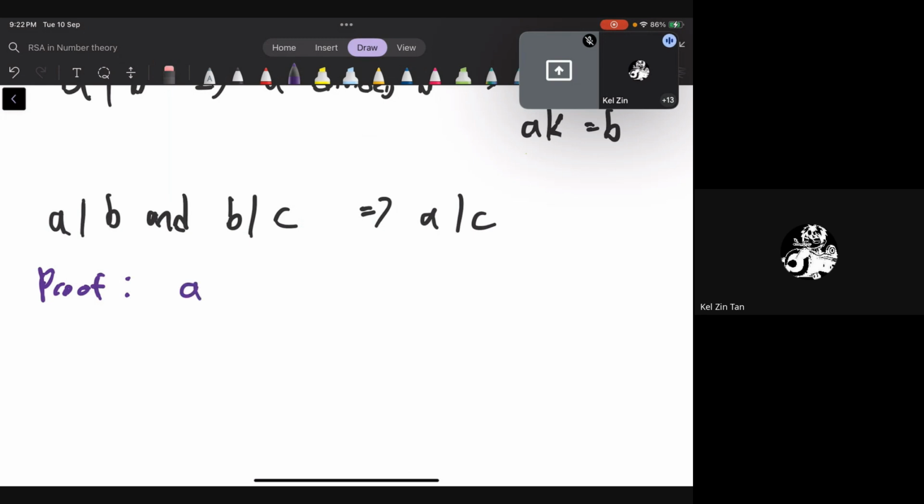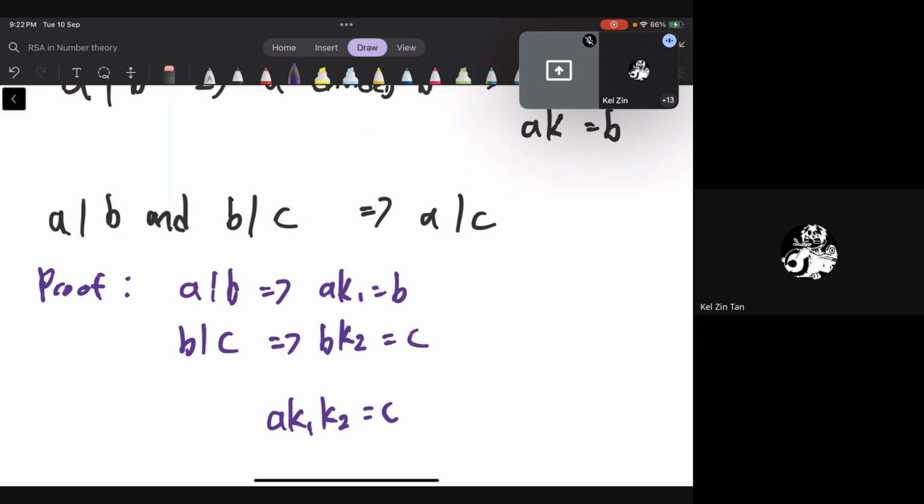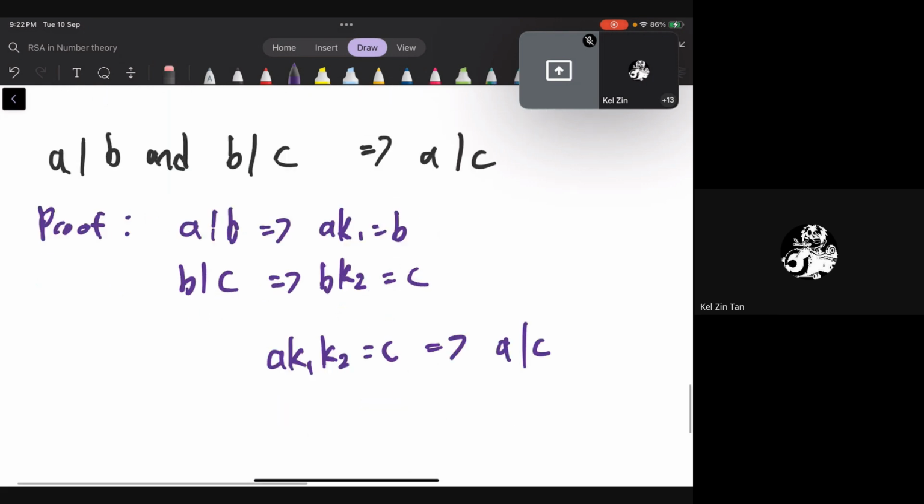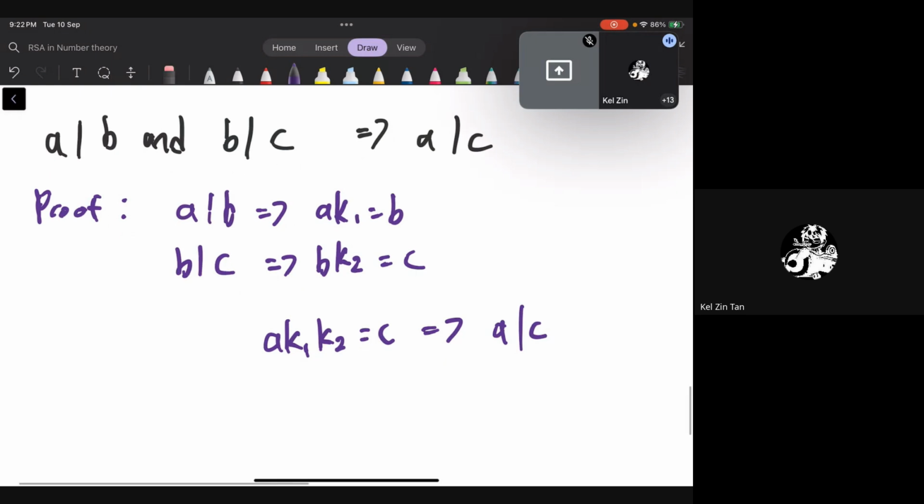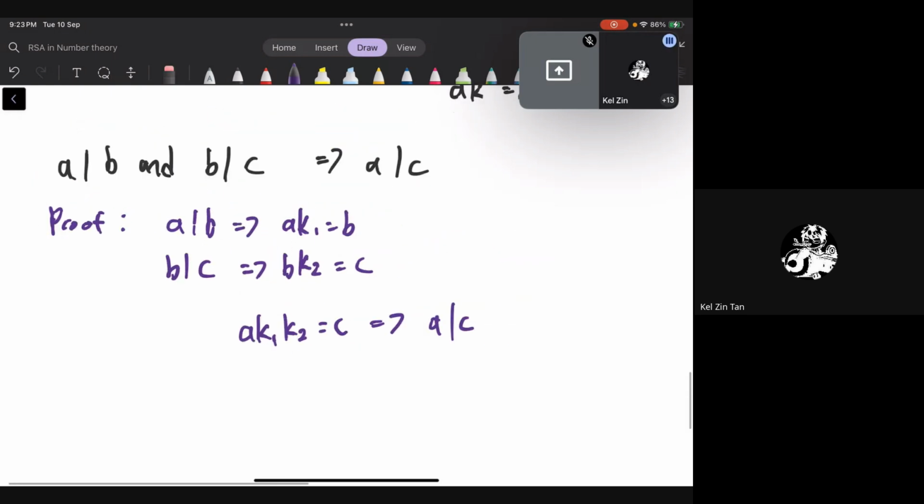If A divides B, then B = A·K1 for some integer K1. And if B divides C, then C = B·K2 for some integer K2. Combining these two together, it means that A·K1·K2 = C. So this also implies that A divides C. Okay, so this is very obvious.